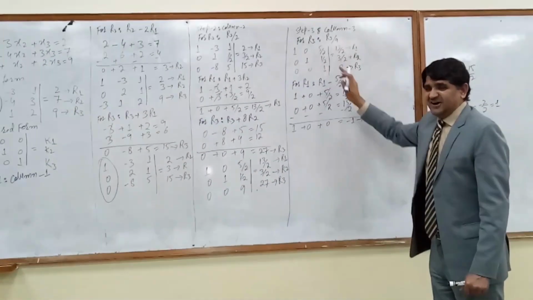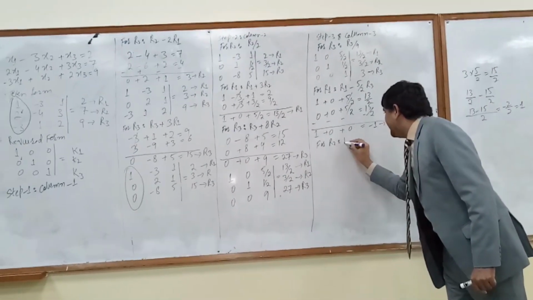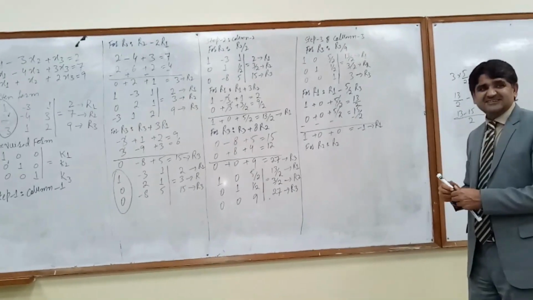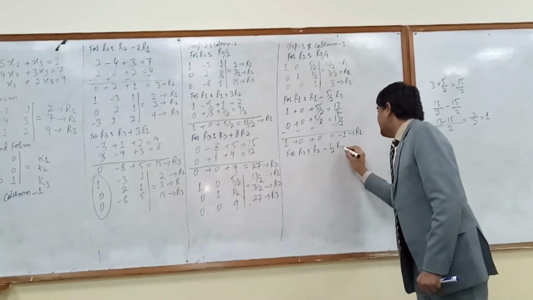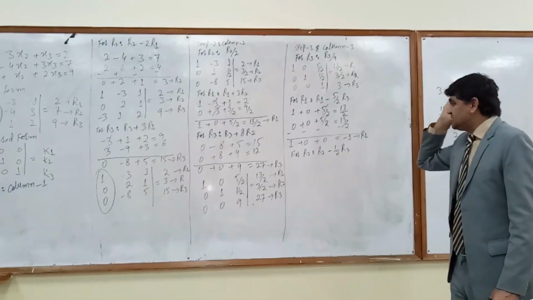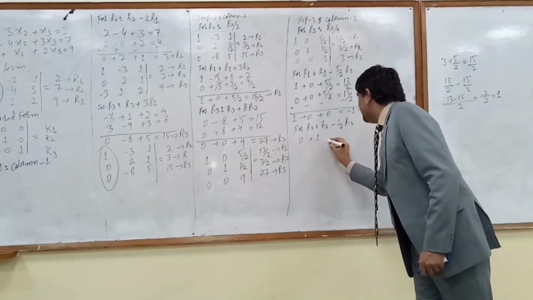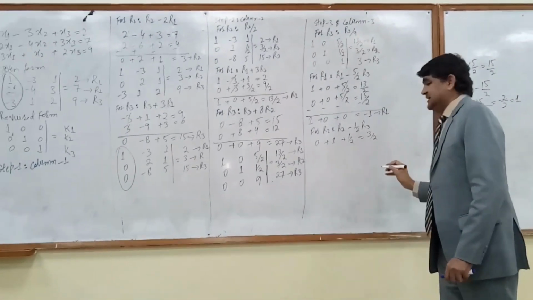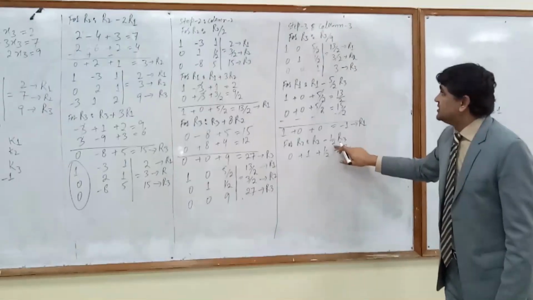What's next? R2. For R2, what is the sign here? Plus. So here it will be minus 1 by 2 of R3. Why R3? Because we are talking about column 3. What is R2? 0, 1, 1 by 2, which is equal to 3 by 2. And R3 is going to be multiplied by 1 by 2.